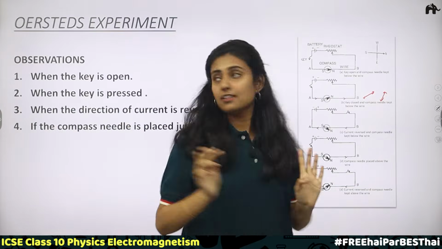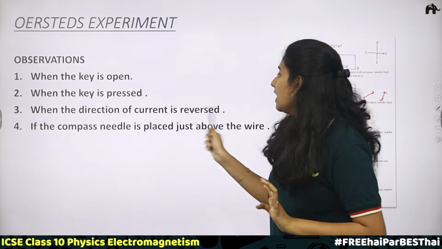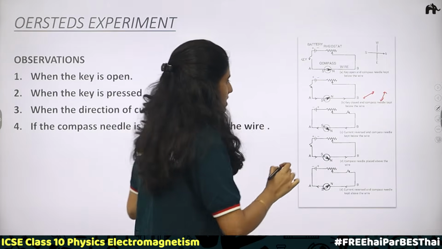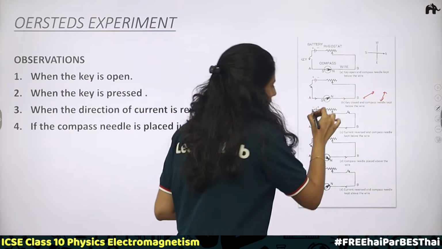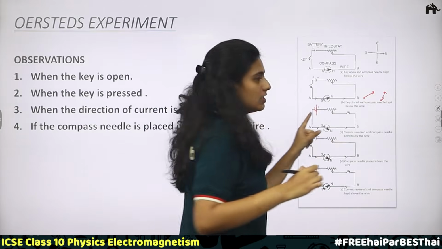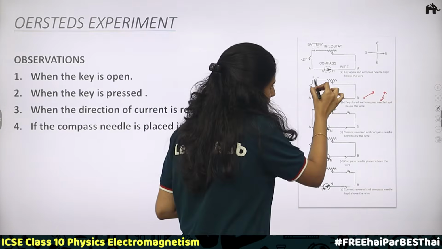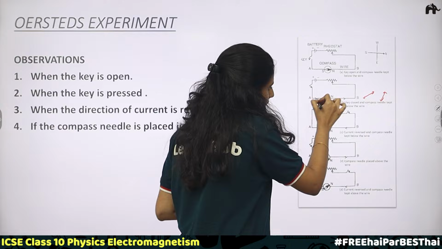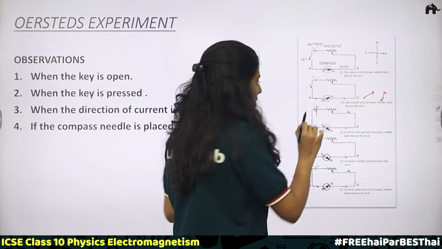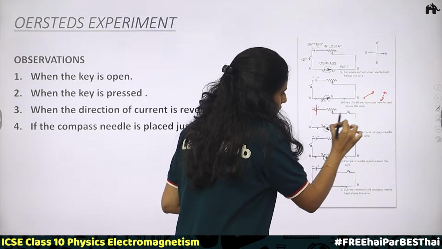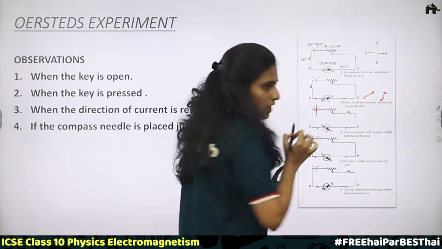Now the third one is when the direction of current is reversed. So here you can see this is how the current is, positive terminal, negative terminal. Here you are reversing the battery, you are reversing the direction of current. Now in this case, the current will be flowing in this direction, from A to B. Now what happens when you reverse it? The direction of current will be in this way, from B to A.